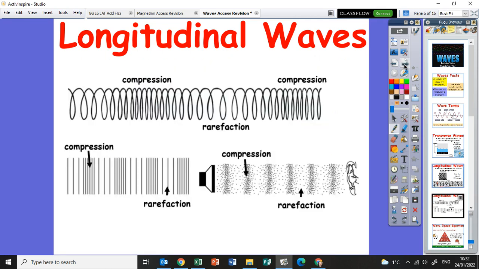Longitudinal waves have different labels than transverse waves. They have compressions, which is the squashed together section, which can be shown in these areas, or rarefactions, that's the stretched out bits.